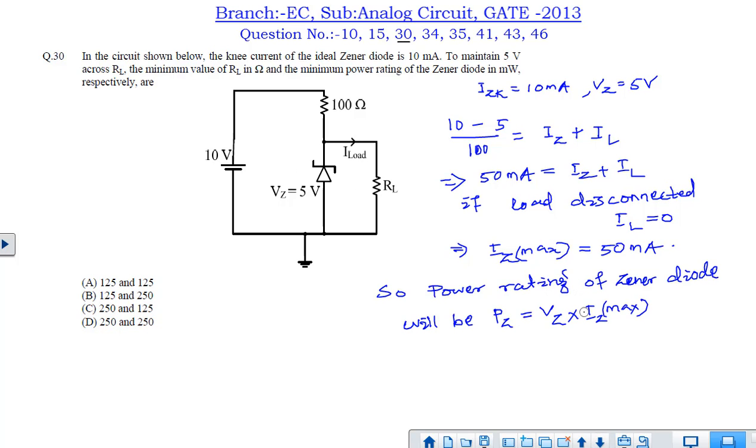So power rating is nothing but the product of the voltage and the maximum current that is flowing across this Zener diode, that is VZ into IZ max. VZ is 5 and this is 50 milliampere. So if we put that, we get 250 milliwatt as the minimum power rating that is required for this Zener diode to sustain any kind of disturbance across the circuit. So 250 milliwatt is the power rating and 125 ohm is the minimum resistance of RL. Hence B is the correct answer. Thank you.